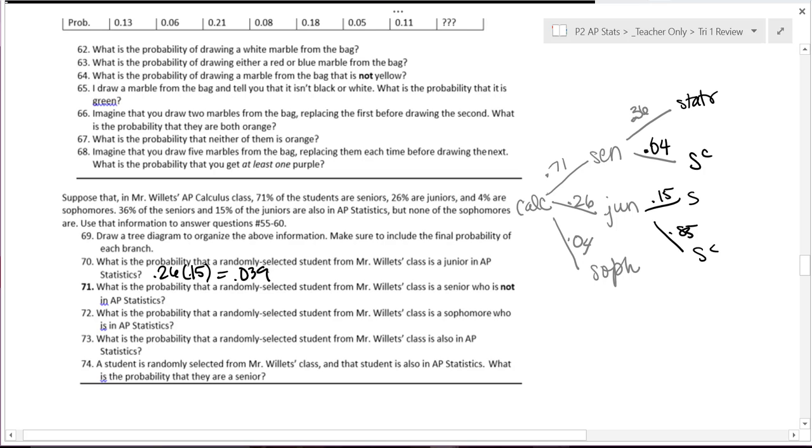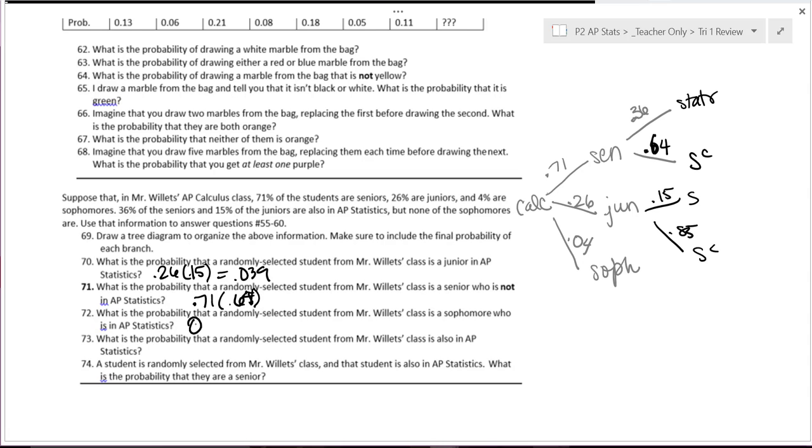Is a randomly selected student a senior who is not in AP Stats? I need to make sure that looks like a 6. So I'm going to say 0.71 times 0.64. A randomly selected student is a sophomore who is in AP Stats. There are no sophomores in AP Stats. That's a 0.